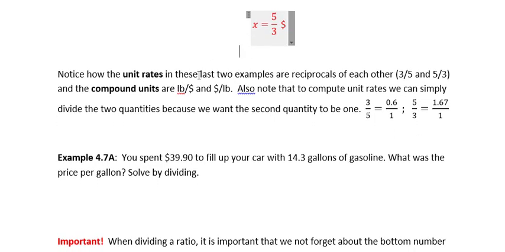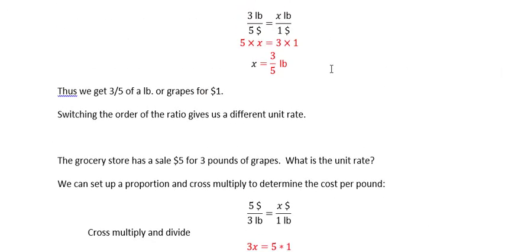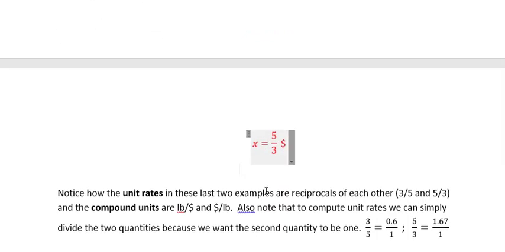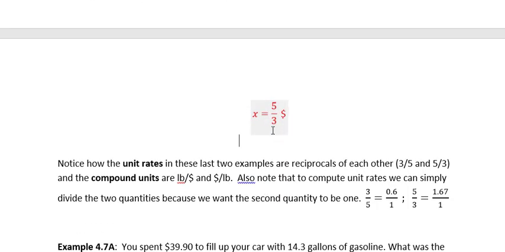Notice both of these unit rates in the last example are reciprocals of each other: 3/5 and 5/3. You can go back, here's the 3/5. When you do it the other way, this is pounds per dollar, this is dollars per pound, this is 5/3.